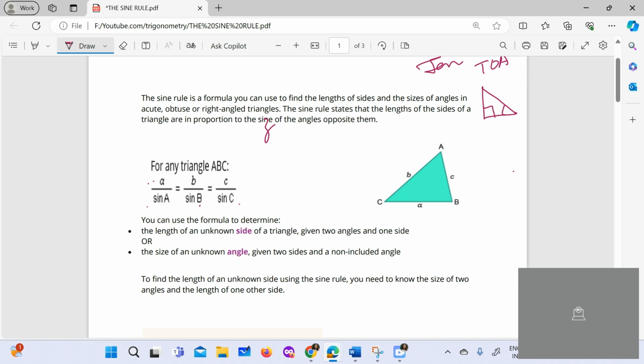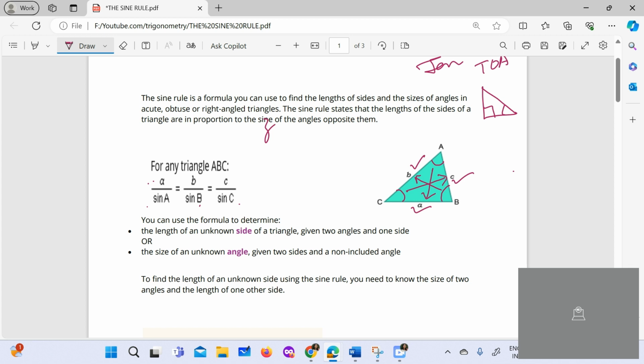So in this triangle ABC, when I speak about this angle A, its corresponding side will be the side opposite to this angle A. That's why this is marked as a. When I speak about this angle B, its corresponding side will be this side b. And when I speak about angle C, then you take this one as the side c. I hope this is clear. So based on this, you have this rule: a over sine A is equal to b over sine B is equal to c over sine C.